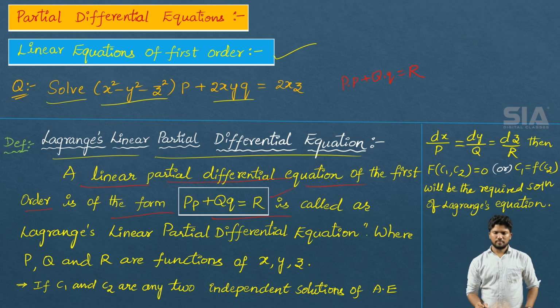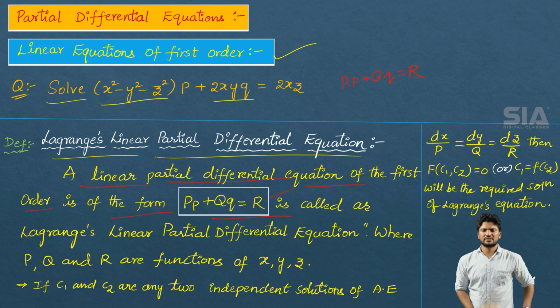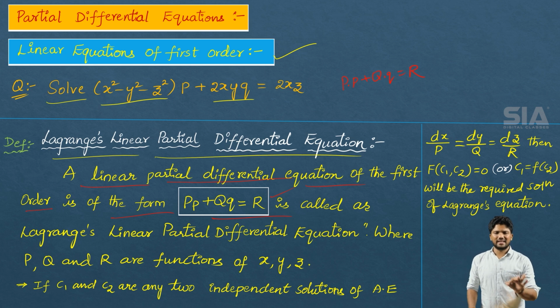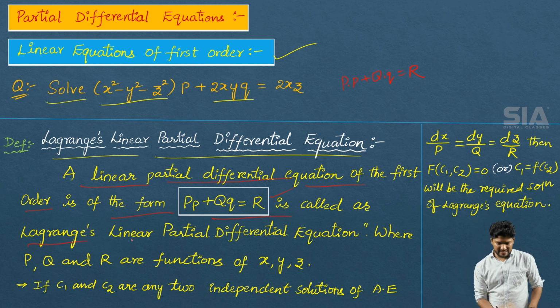Whenever you have a linear partial differential equation of first order in this form, Pp + Qq = R, then that equation is called Lagrange's linear partial differential equation, where capital P, capital Q and capital R are functions of x, y, z. If C1 and C2 are any two independent solutions of the auxiliary equations.